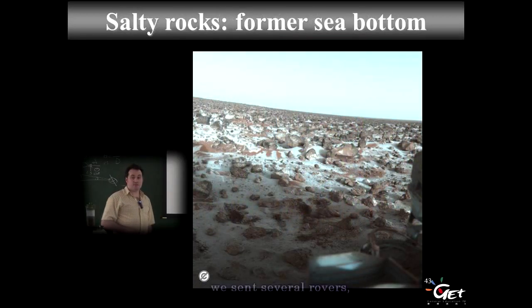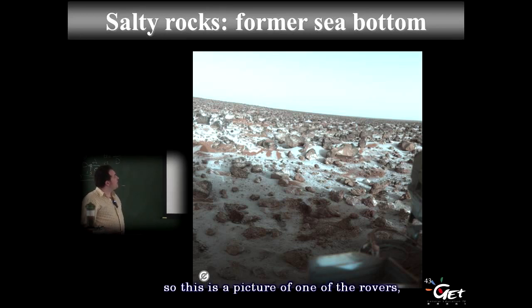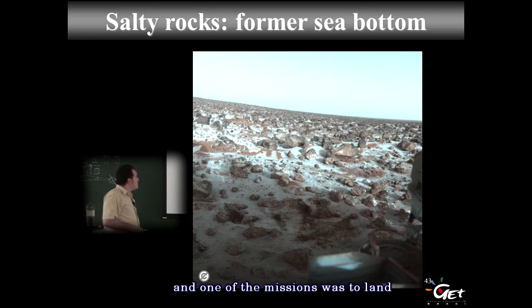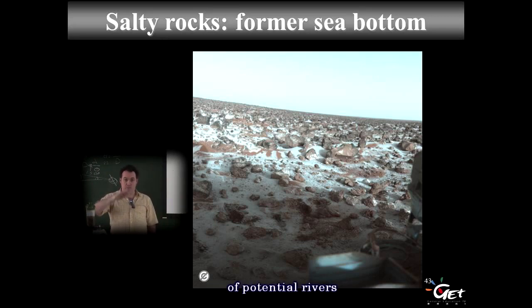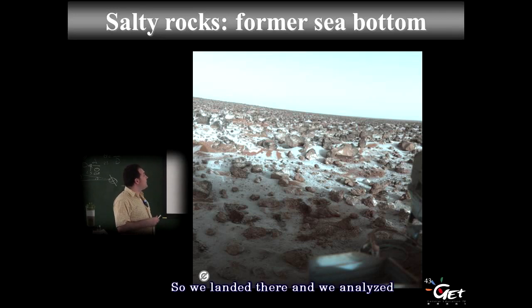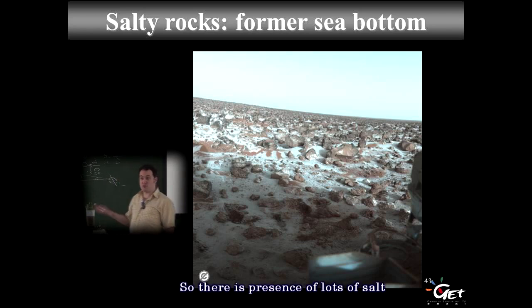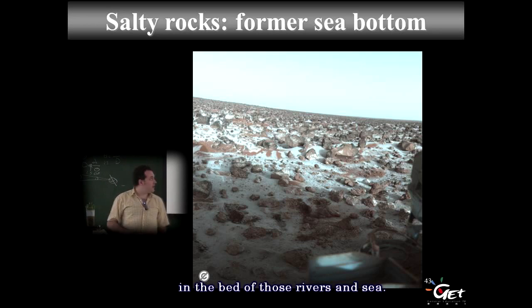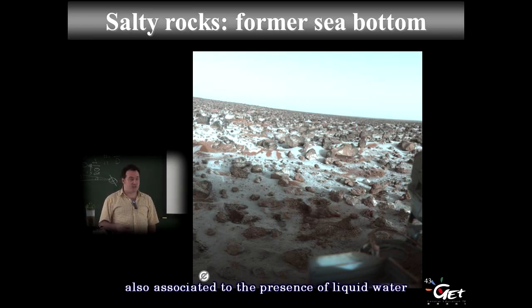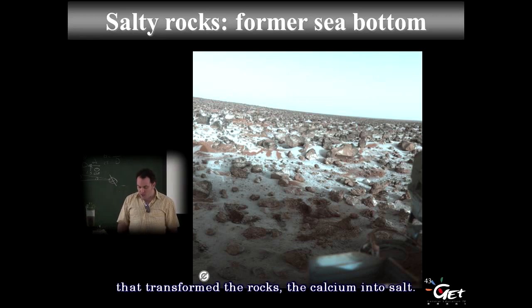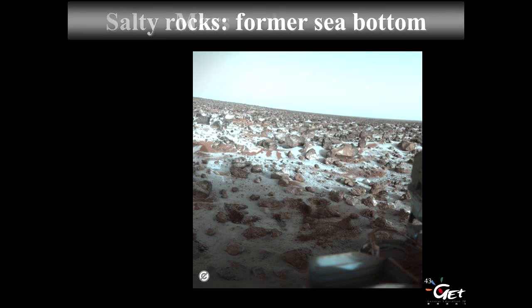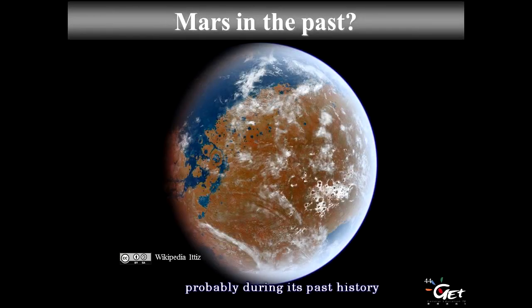I mentioned that we sent several rovers. So this is a picture of one of the rovers. And one of the missions was to land within one of those beds of potential rivers or sea bottoms. So we landed there and we analyzed the composition of the rocks, and we revealed a lot of salt. So there is a presence of lots of salt in the beds of those rivers and seas. And salt is usually associated with the presence of liquid water that transforms the rocks, the calcium, into salts. So Mars probably, during its past history, looked something like that, with large amounts of seas and some rivers.